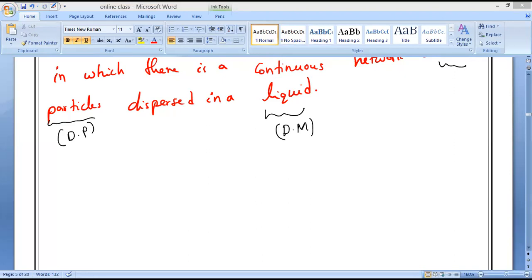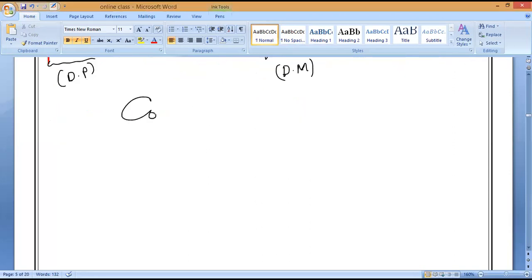Concentration of a solution. Write it. Concentration. What do you mean by concentration? Anybody?